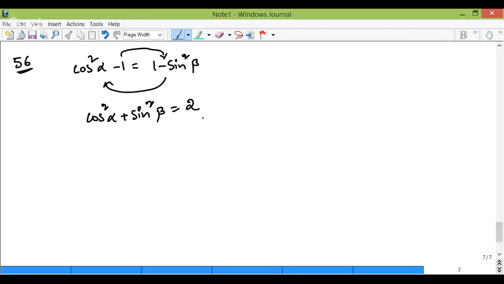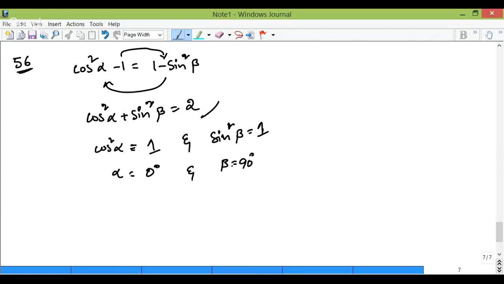This is possible only when cos square alpha is equal to 1 and sine square beta is equal to 1. Cos square alpha equals 1 when alpha is equal to 0 degrees, and sine square beta equals 1 when beta is equal to 90 degrees. Now go with the question.